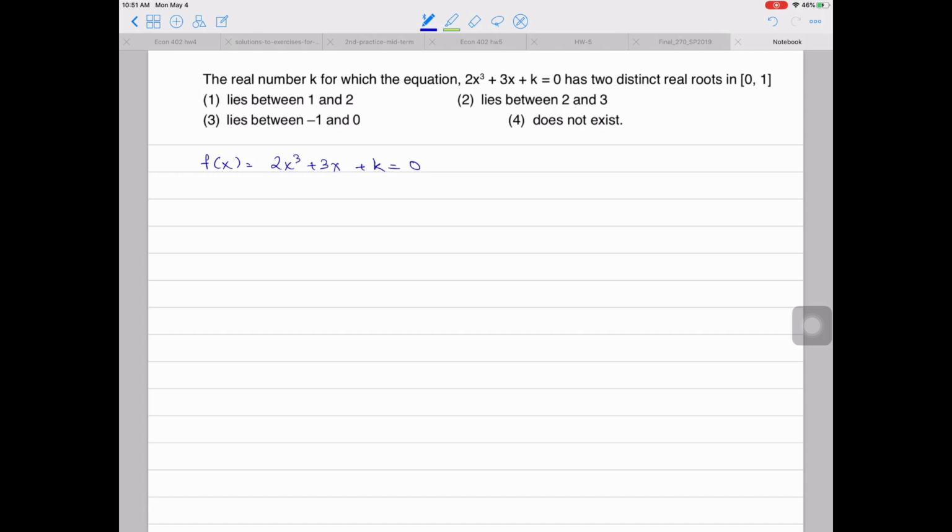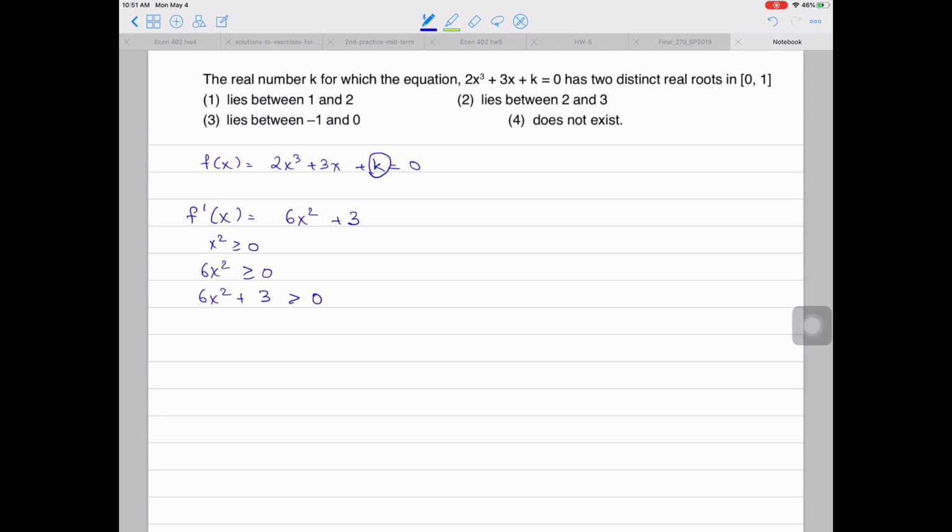So we cannot find the roots of this function without knowing the value of k. So let's try to get some other useful information. The derivative of this function will be 6x squared plus 3. For a fact, we know that x squared is always greater than or equal to 0, which gives us 6x squared is always greater than or equal to 0, which also means that 6x squared plus 3 is greater than 0.